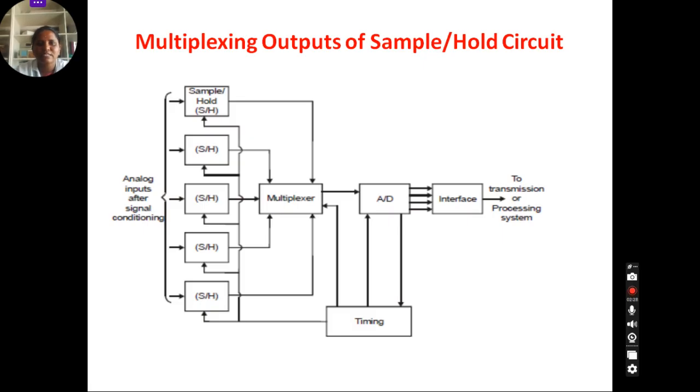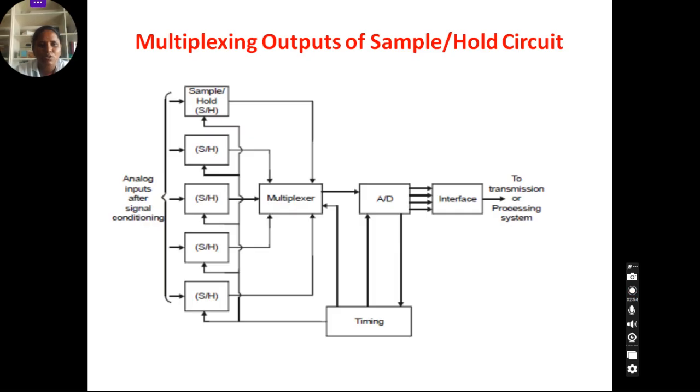Next we discuss the second type of multi-channel data acquisition system, multiplexing the output of the sample and hold circuit. The analog input passes through signal conditioning and then the sample and hold circuit. The multiplexer takes multiple inputs and gives one output signal to the A to D converter.